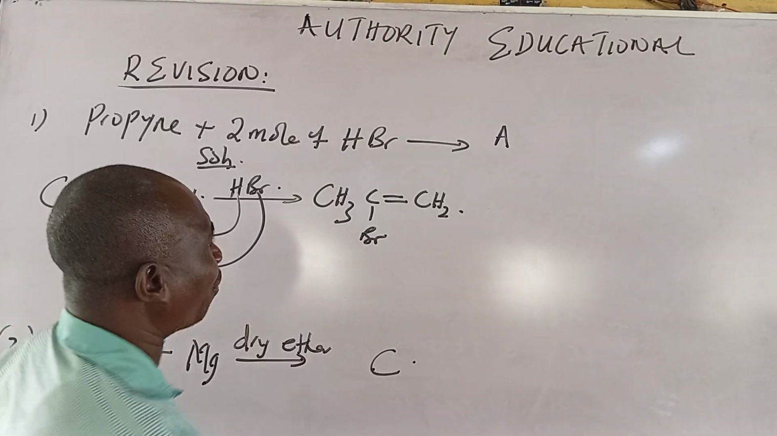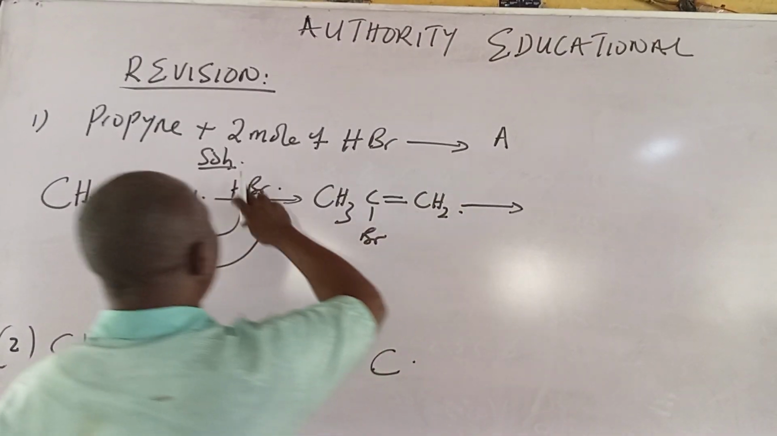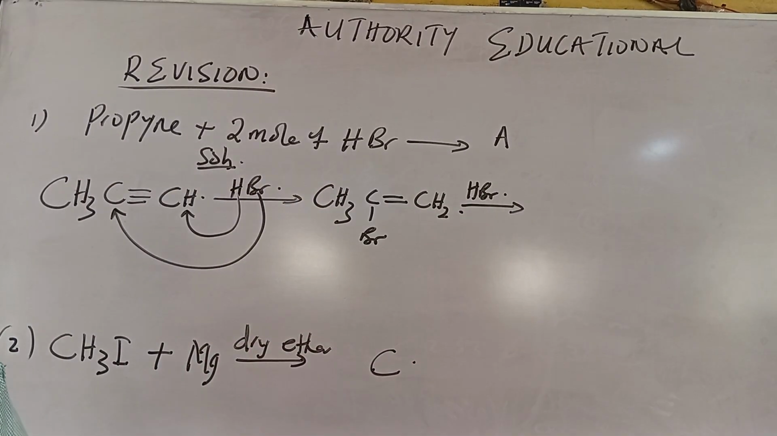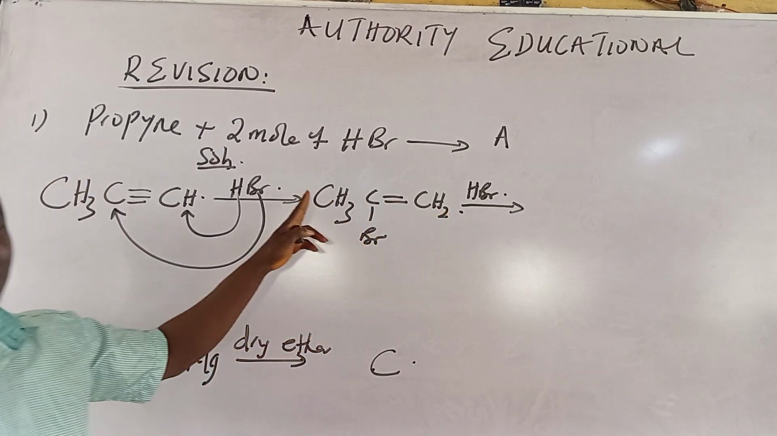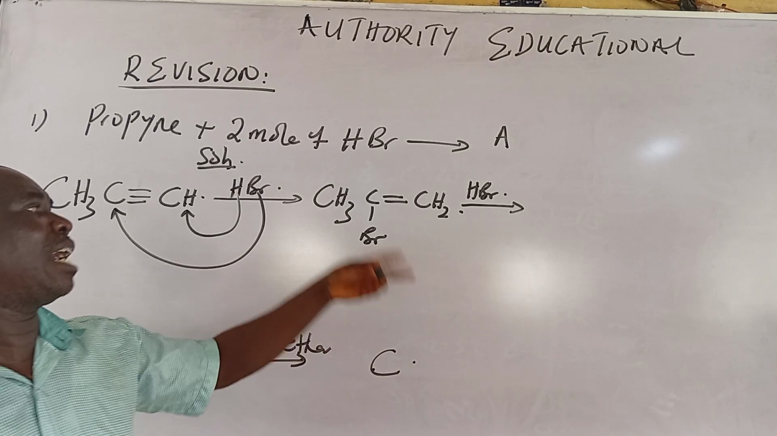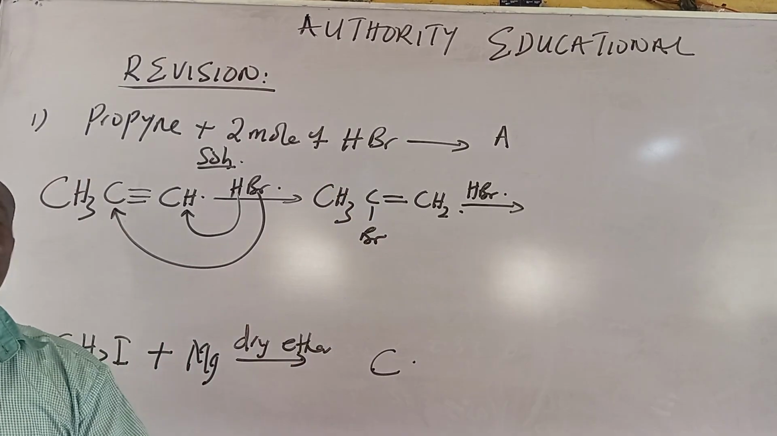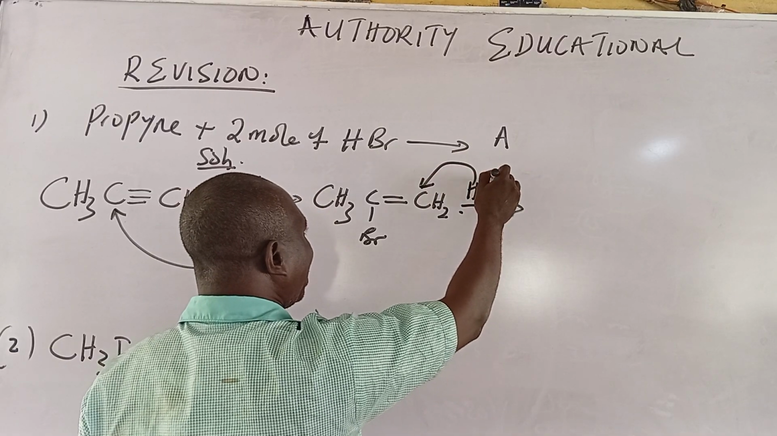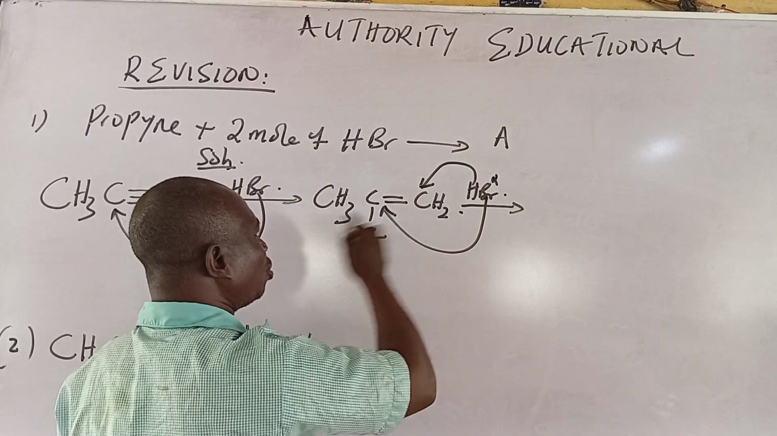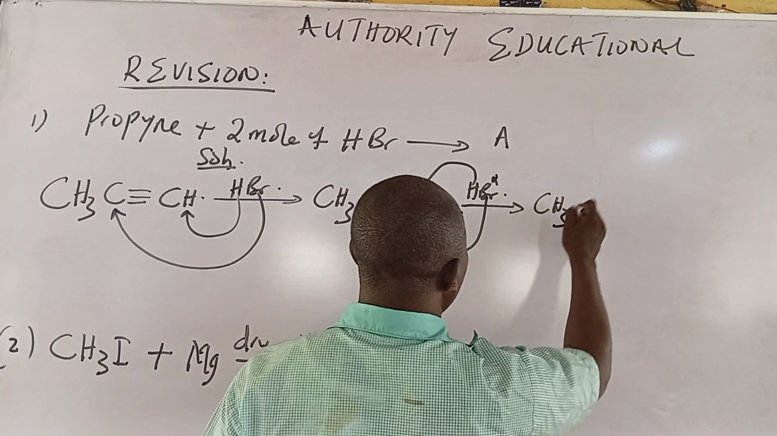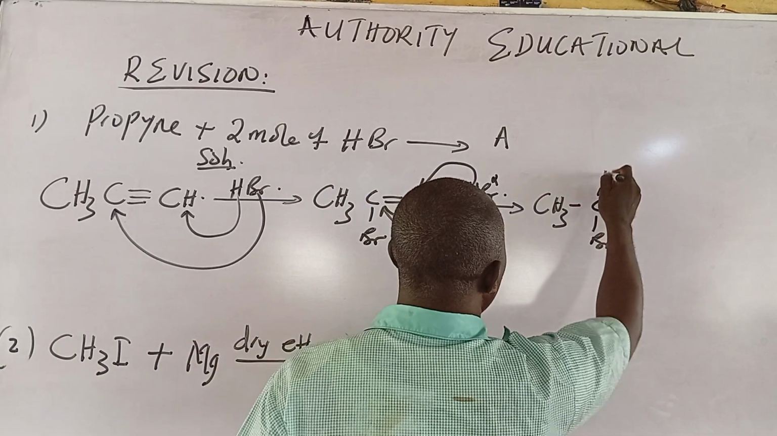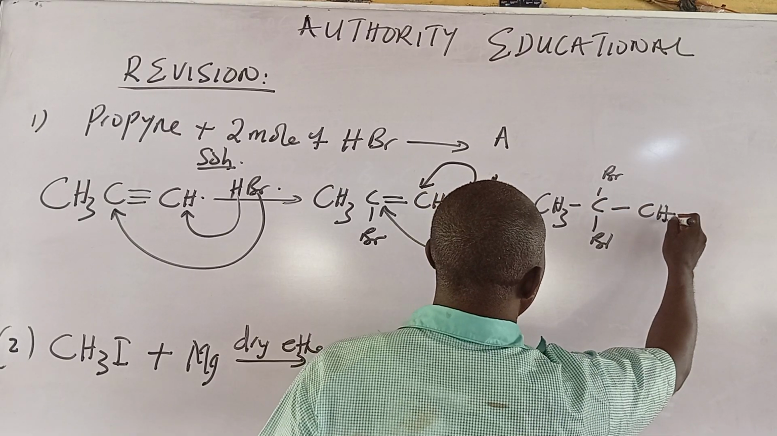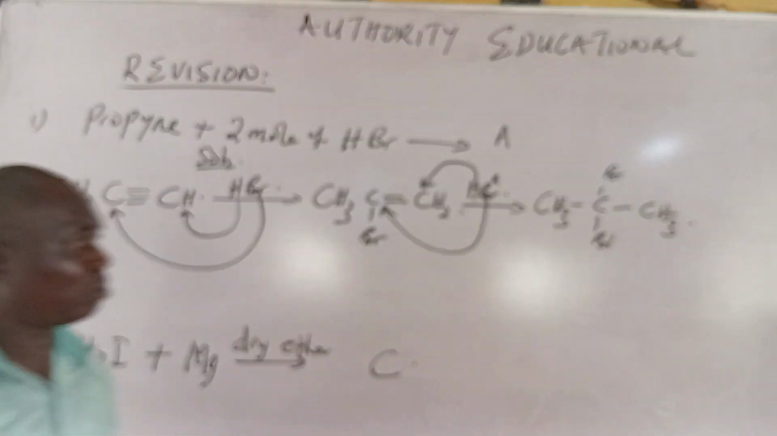Now, another stage of reaction will be another HBr. HBr will now come in. The same thing: this is an unsymmetrical compound, so Markovnikov's rule must take place. Here, hydrogen will go to where there is more hydrogen, and bromine will go to where there is less hydrogen. So it will become CH3-CBr2-CH3. This is the final compound.